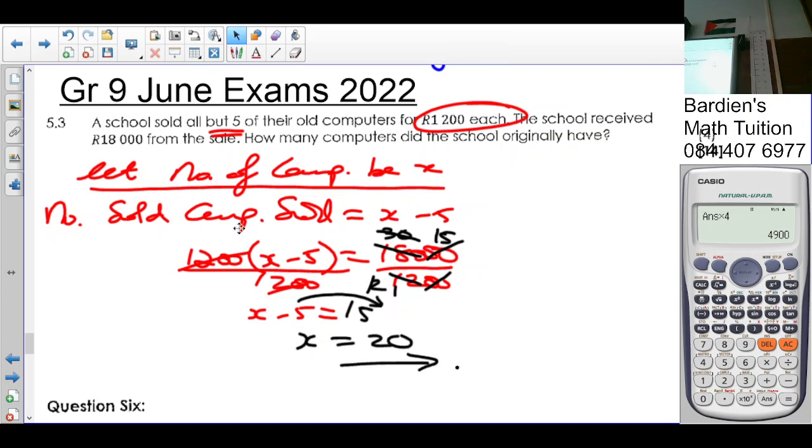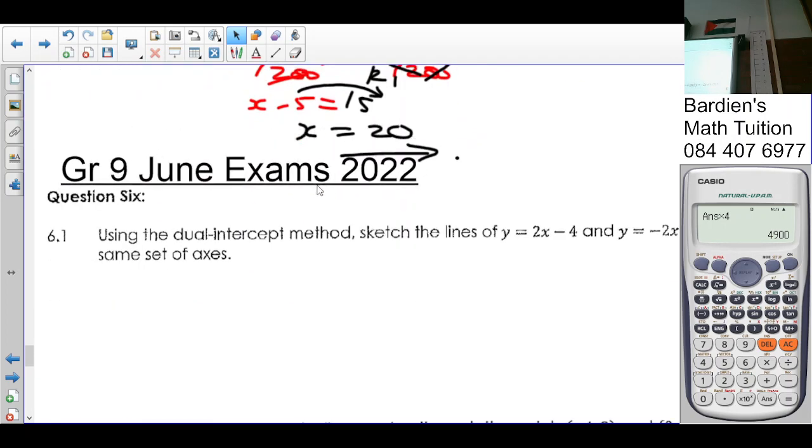So how many computers did the school originally have? They originally had x, and x is 20. How many did they sell? They sold 15 of those computers. Okay. Let's look at question 6.